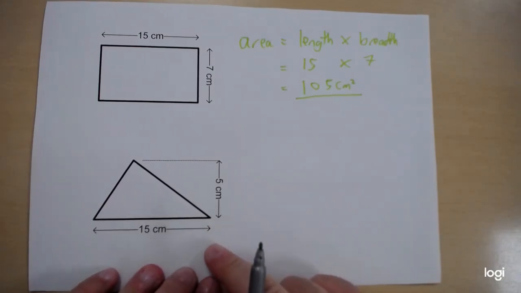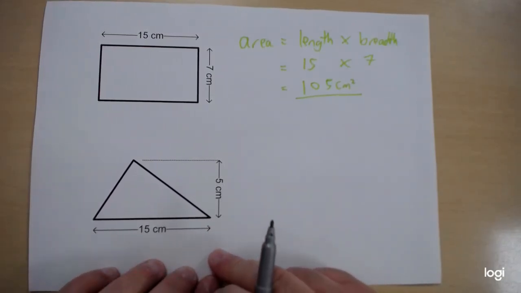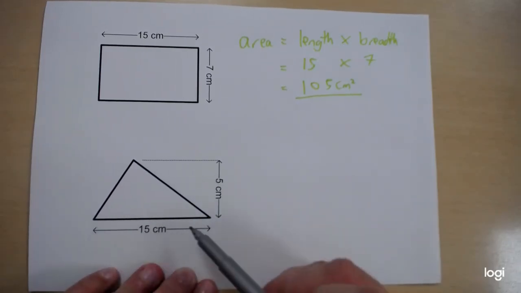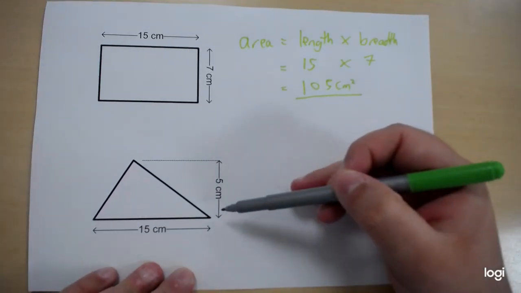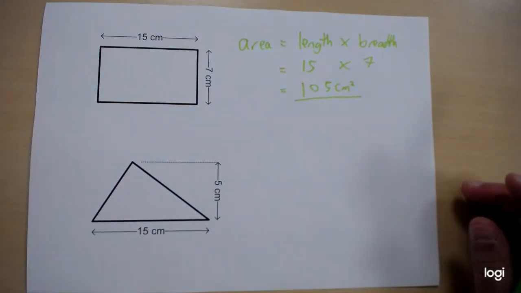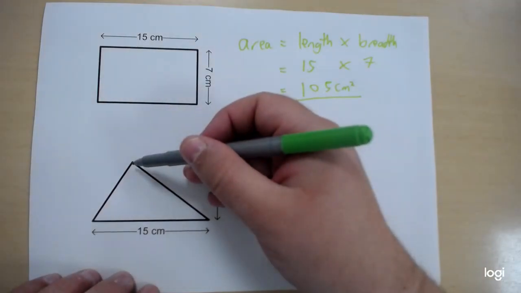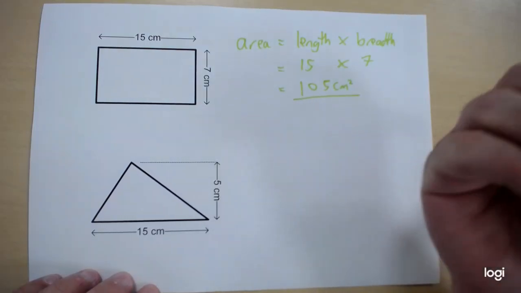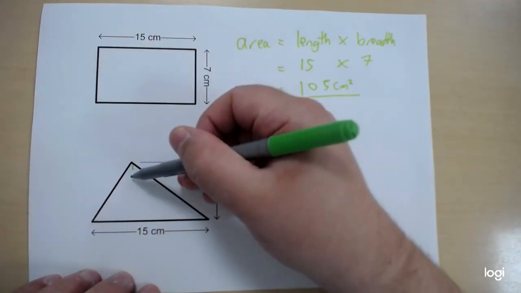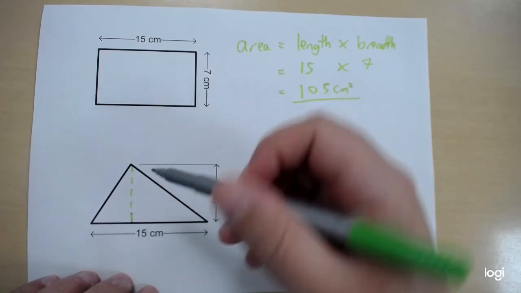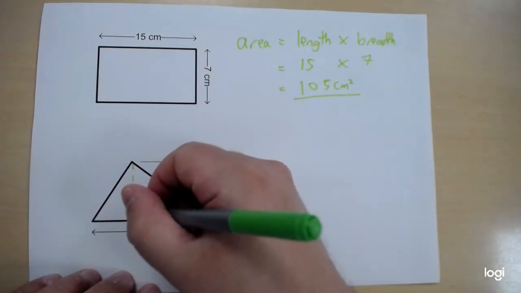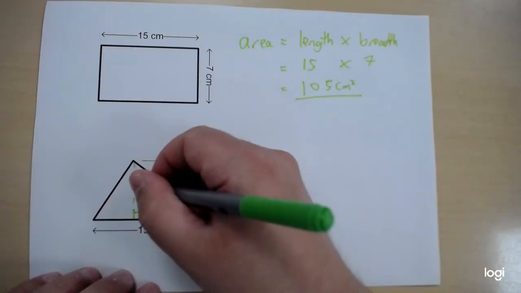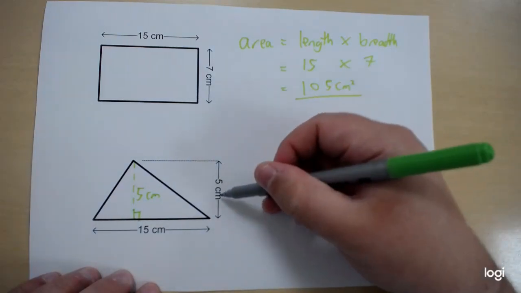Now here we have a triangle. In order to find the area of a triangle, we have to multiply the base of the triangle by the height and divide by 2. When we check the height of a triangle, it has to be the vertical height, which in this case is 5 centimeters. So basically we have to take the highest point of the triangle, draw a line to the base of the triangle, and make sure that this is a 90-degree angle. In this case, this is 5 centimeters, as we have here.